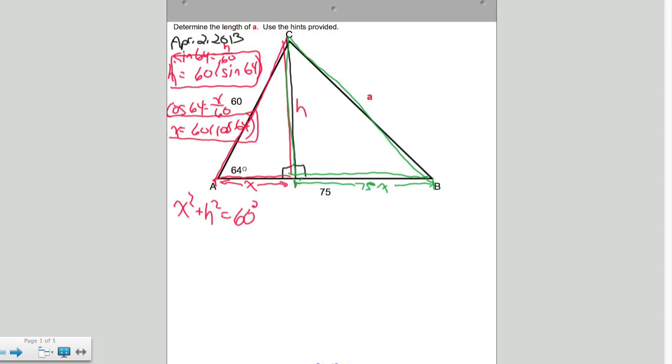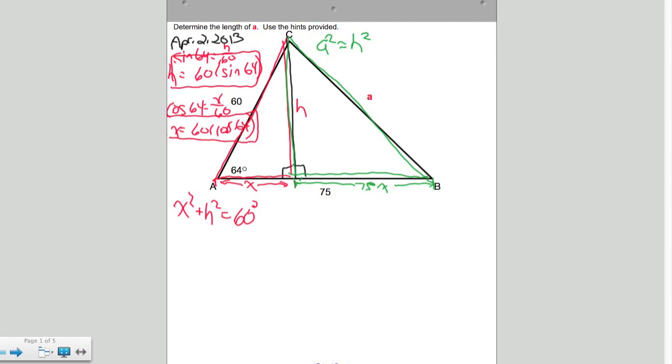Well, same thing, right? Pythagorean theorem. It's a right angle triangle. We sort of know the three side lengths. They're all letters, but at least we can still represent it. So how can we do Pythagorean theorem on the green triangle? a squared equals h squared plus (75 minus x) squared.